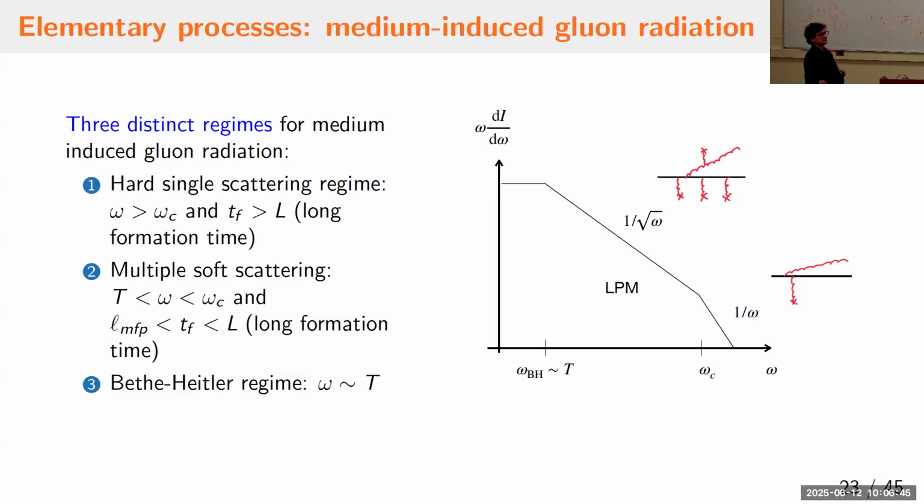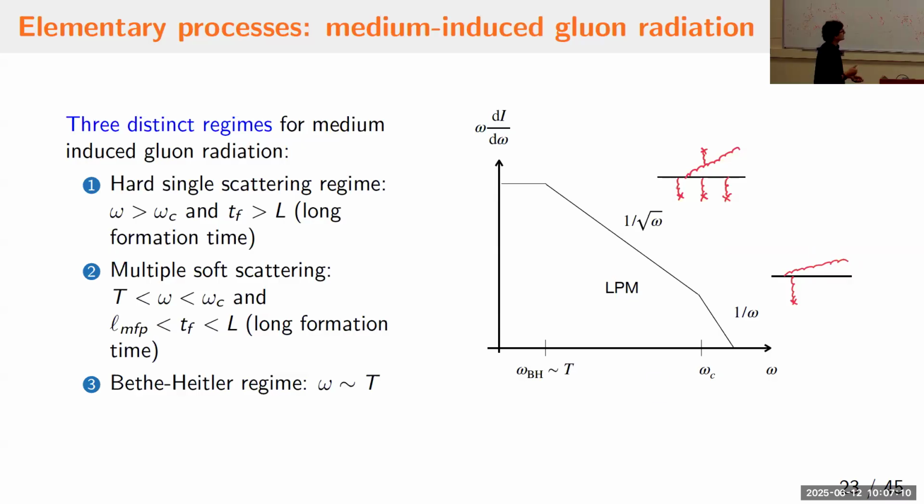Is it suppressed by 125 GeV? Let me see. So this is just a scale that is, in fact, the upper end of the spectrum. This is omega C. So above omega C, you have a strong suppression. So you can forget anything that happens above omega C. So the maximum frequency that the medium can produce is omega C.